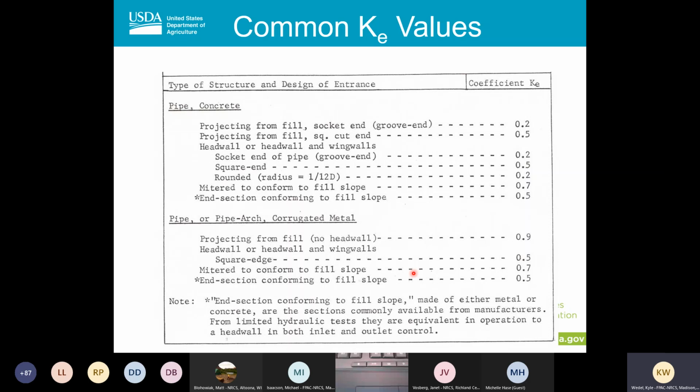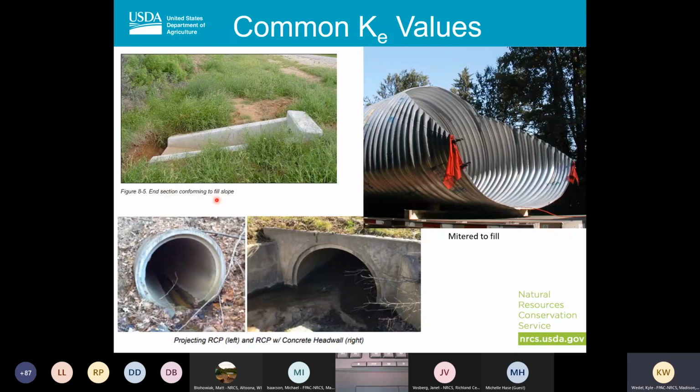So common entrance loss values are going to vary with what kind of entrance type you have. So if I'm up here and I'm looking at my concrete pipes, I have a projecting from fill with a socket end and a square end. I have one with a head wall with a socket end, a square end, and a rounded end. I have mitered to conform to fill, and I have an end section conforming to fill. So some examples of what those look like.